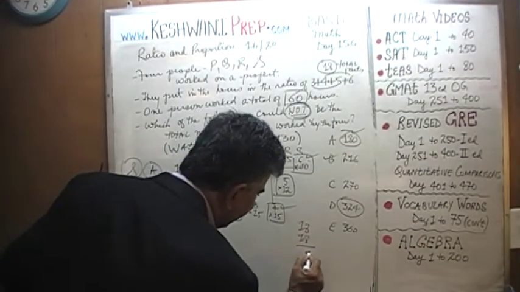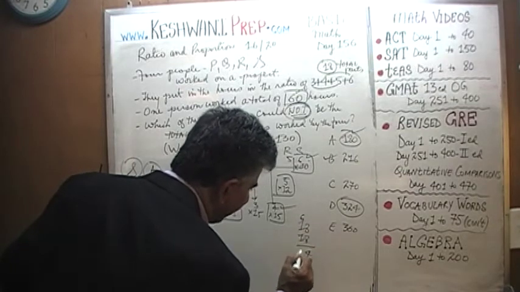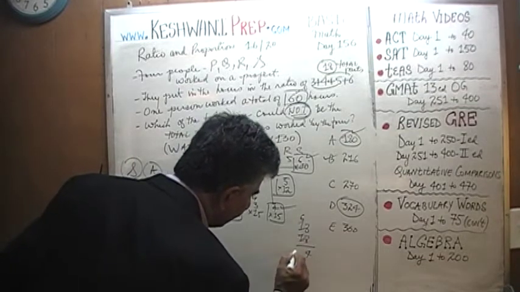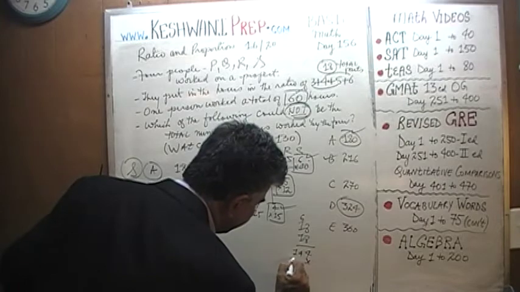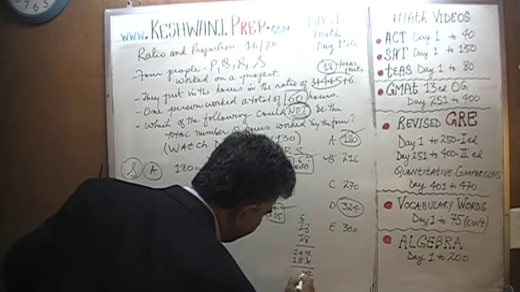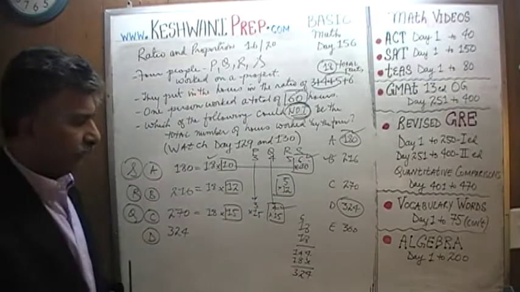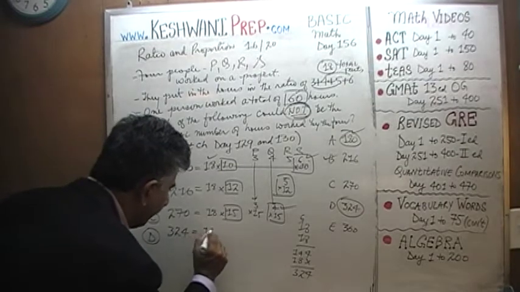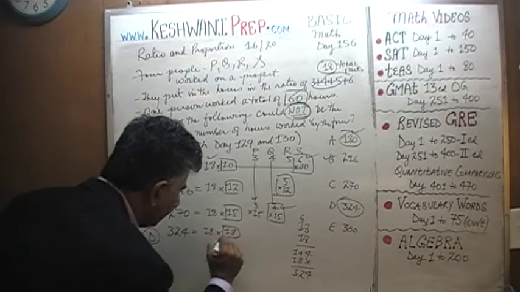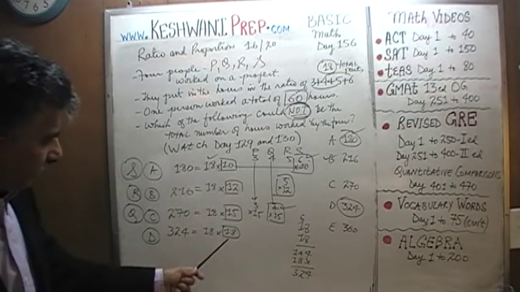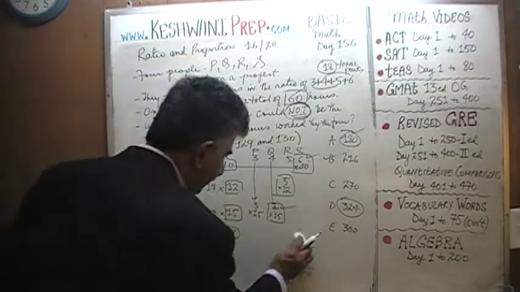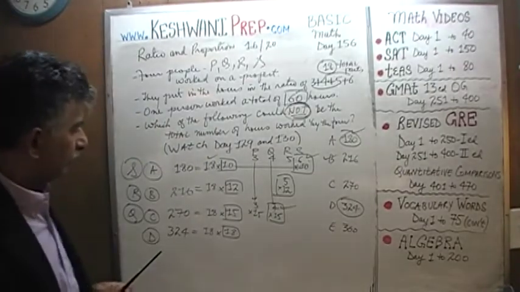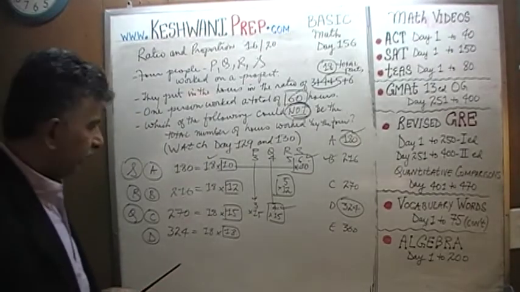8 8s are 64, carry 6. 8 ones are 8, and 6 is 14, and then 18. And you will see that it is 324. 18 squared is 324, which means that each part is worth 18 hours. In this scenario, each part is worth 18 hours. Well, let's carry on. This is taking way too long, because I have a tendency to explain everything.